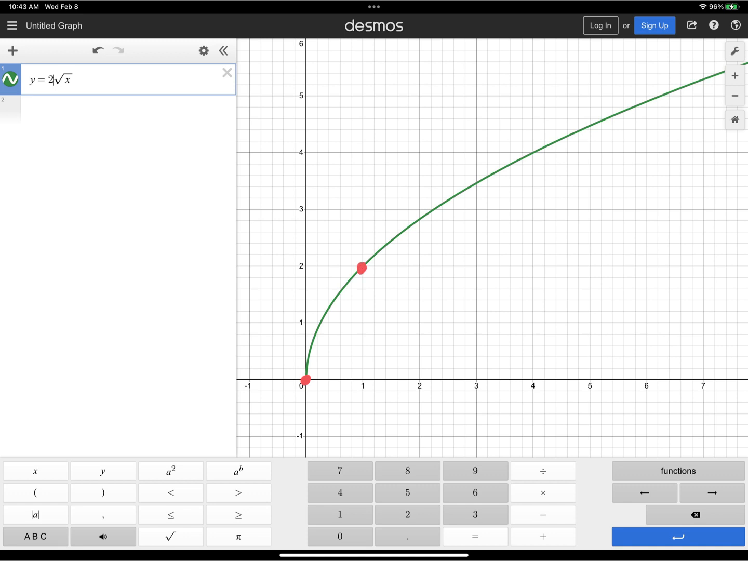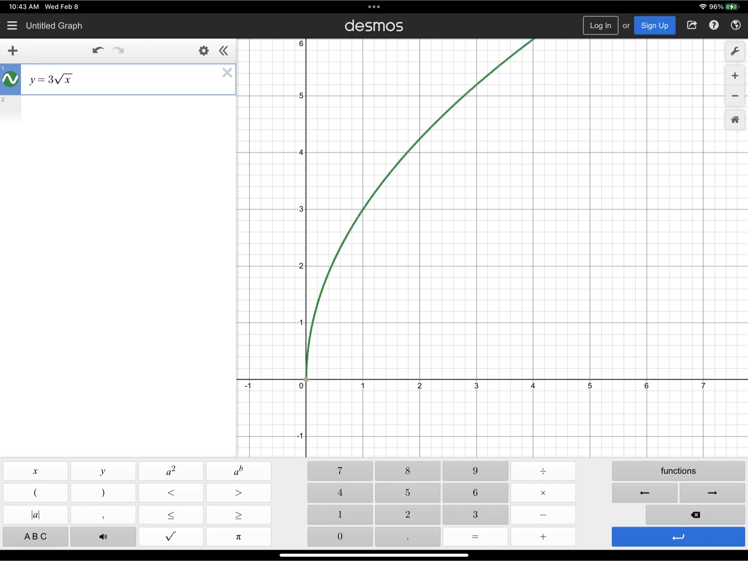Okay. How many units did I actually go up from here to here? 2, right? On the parent graph, it only went up 1, and that made sense because the a value was 1. Right here, the a value is 2. It went up 2 before I got to my next nice point. What I would like you to do now is change that 2 in the front to a 3. You're going to see it vertically stretched even further.